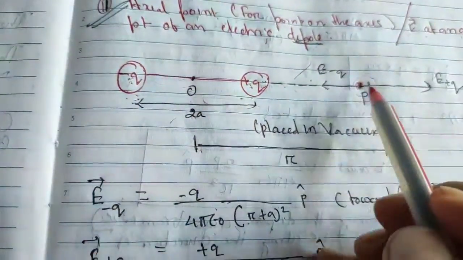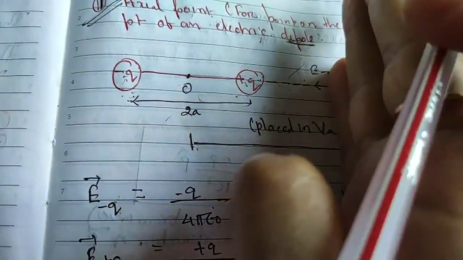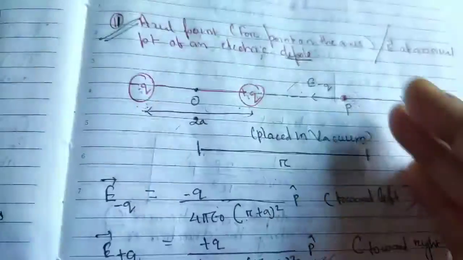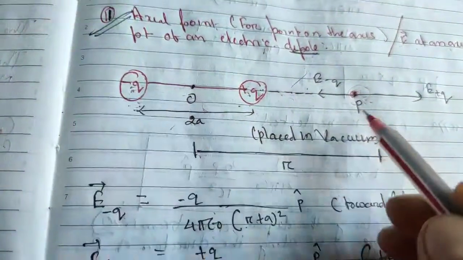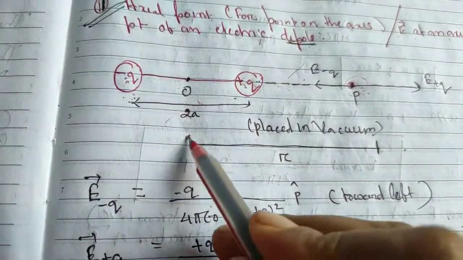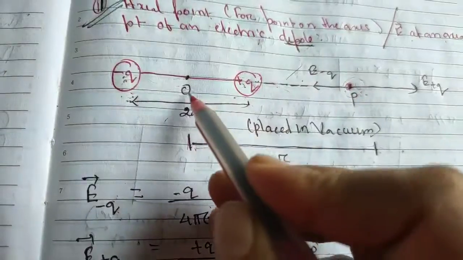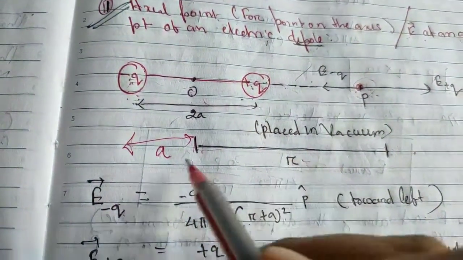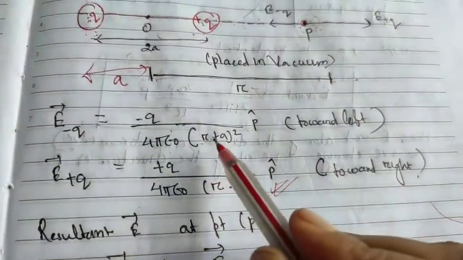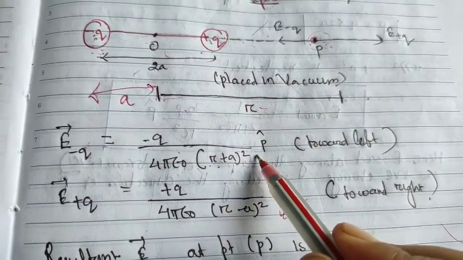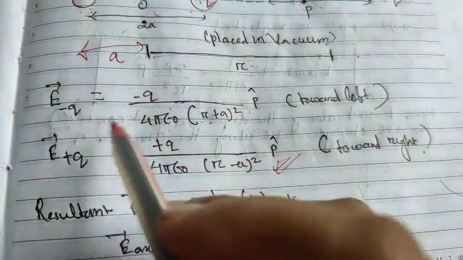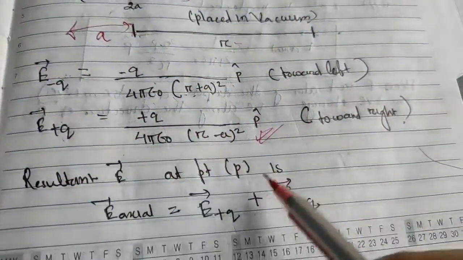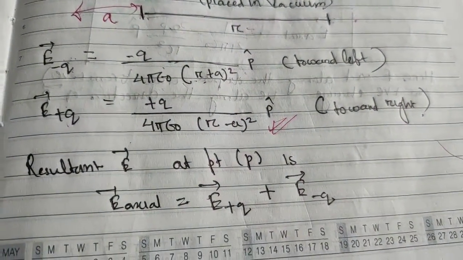But if I take P toward the left, because here is the P and minus Q is toward the left, from this to this distance is how much? Suppose this is R, P to O. What has been left? This distance, that is again A. So R plus A, whole square. Now again the resultant formula you know. You add these two. See, I have added these two.